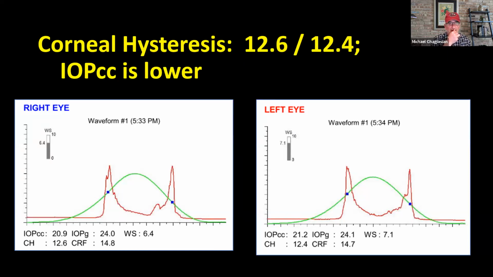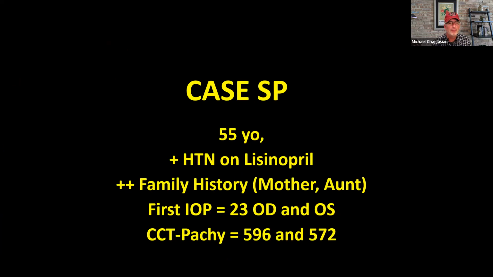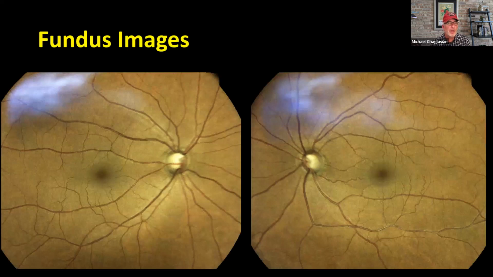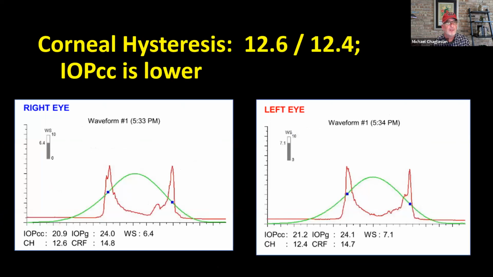In this case, the hysteresis at 12.6 and 12.4 is very high, and that's a good sign, meaning lower risk for the patient. So we've got a number of findings that are going back and forth. Modestly elevated intraocular pressure, thick corneas, large cupping, at least we could say, for the optic discs, no field loss. This, theoretically, should lower the risk.